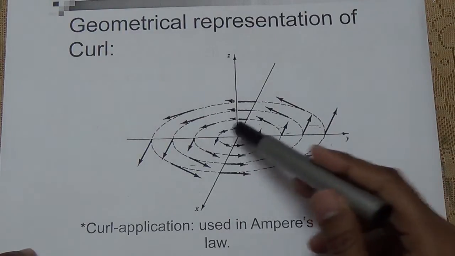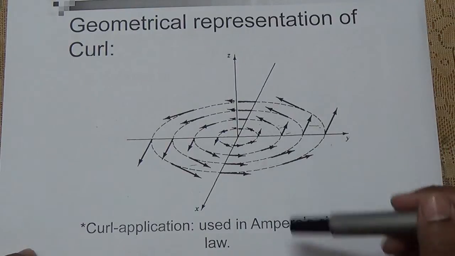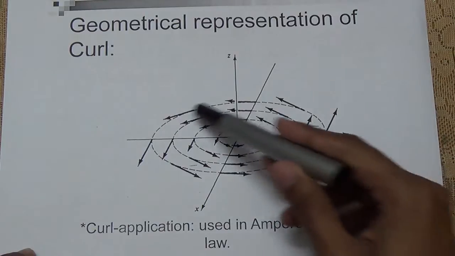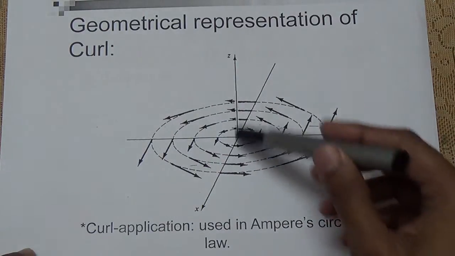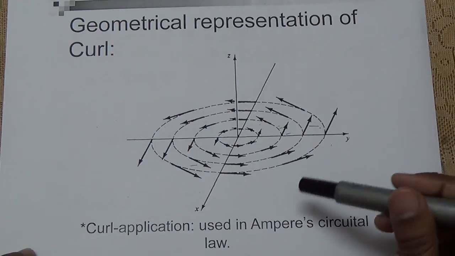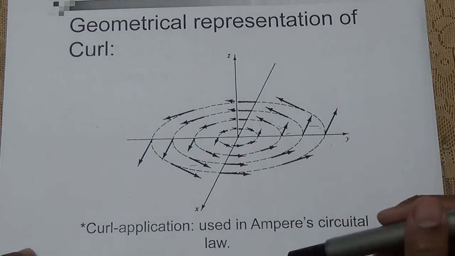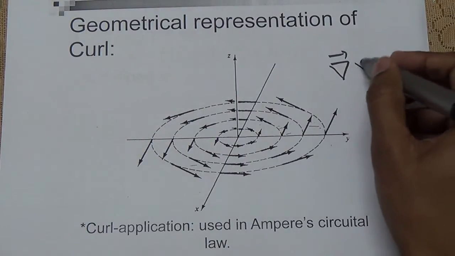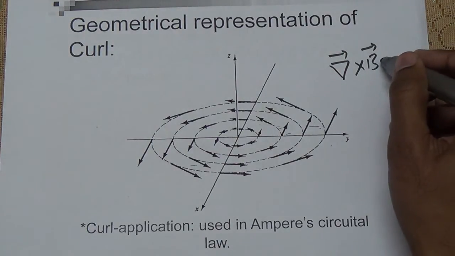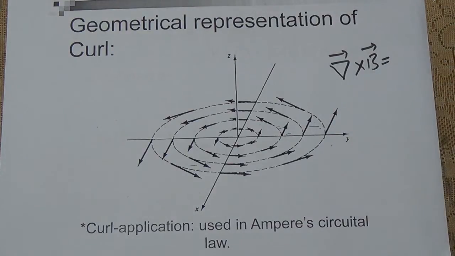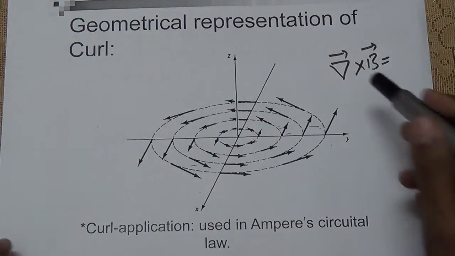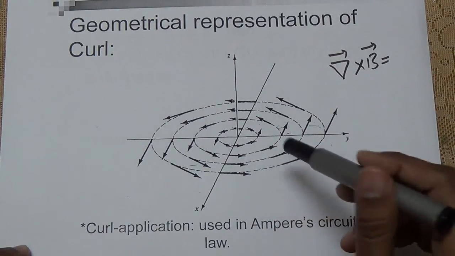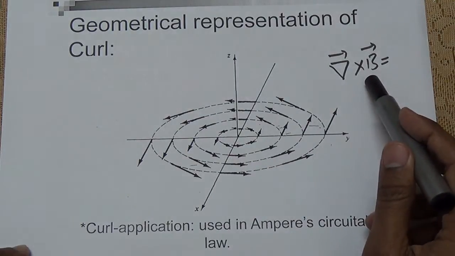So this is the physical picture of the field. This is basically in case of Ampere's law, a current carrying conductor, and the magnetic field develops around this current conductor in this way. So here we can use the curl, del cross B. With the help of this curl we can find the rate of rotation of this vector field, basically the magnetic field.